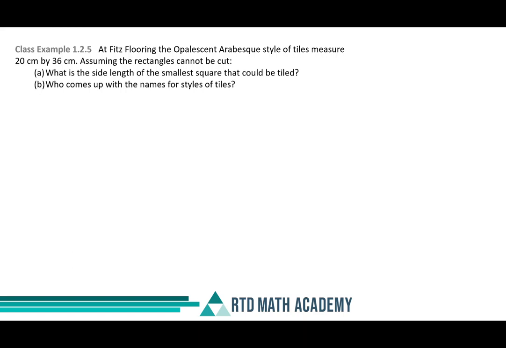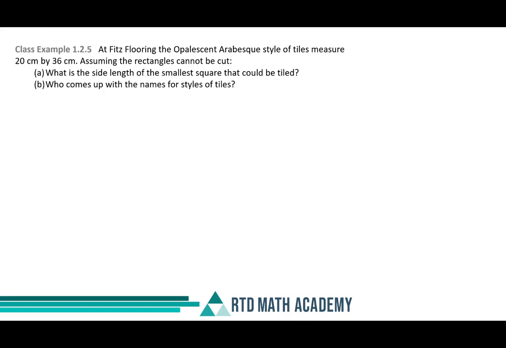Class example 1.2.5. At Fitz Flooring, the opalescent arabesque style of tiles measure 20 centimeters by 36 centimeters, assuming that rectangles cannot be cut. A, what is the side length of the smallest square that could be tiled? And B, who comes up with the name for styles of tiles anyway? This is a lot of big words, a lot of information. We've got to figure out where to start.